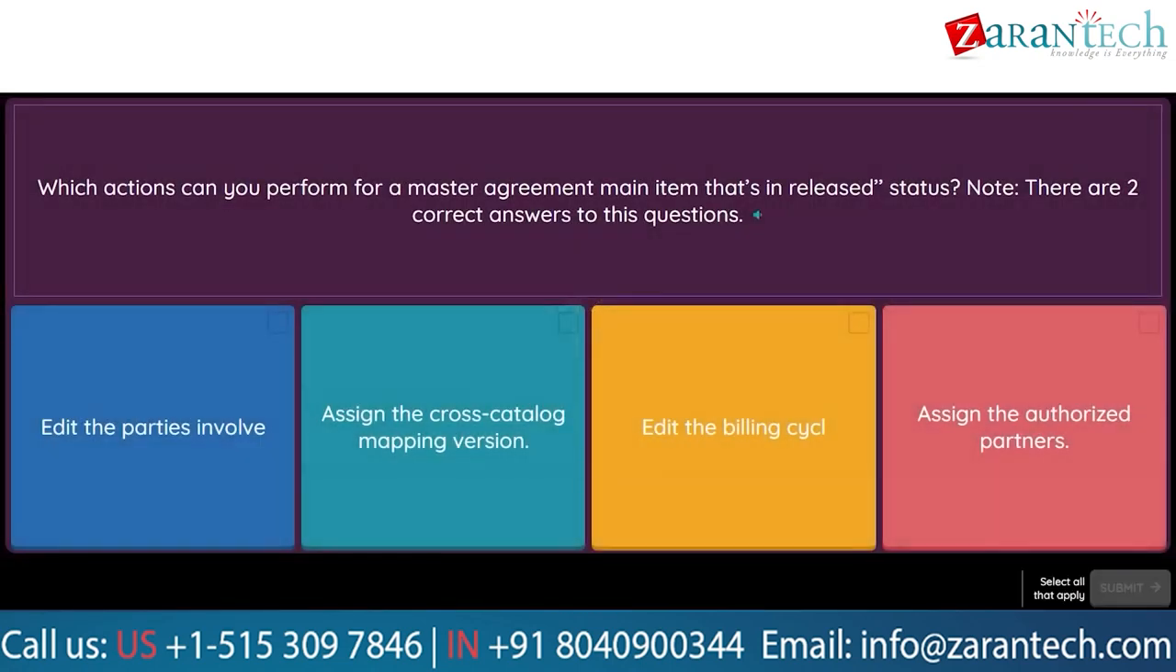Question: which actions can you perform for a master agreement main item that is in release status? Note, there are two correct answers to this question. Option 1 edit the parties involved. Option 2 assign the cross-catalog mapping version. Option 3 edit the billing cycle. Option 4 assign the authorized partners.